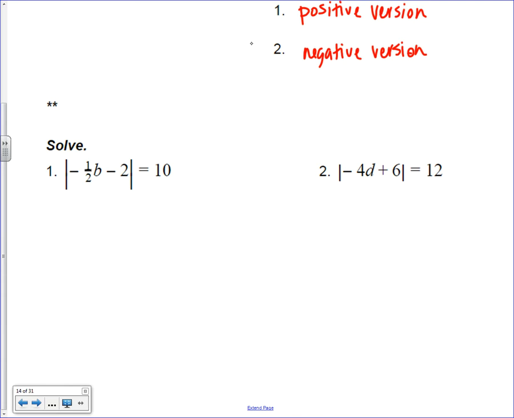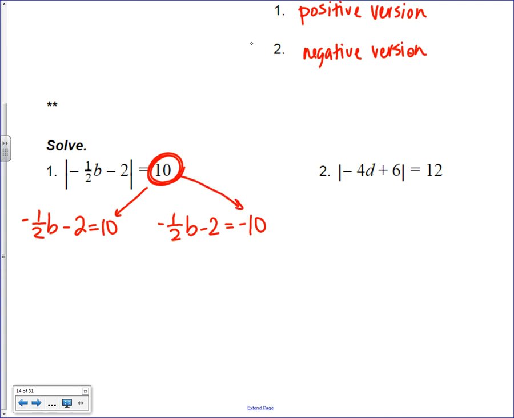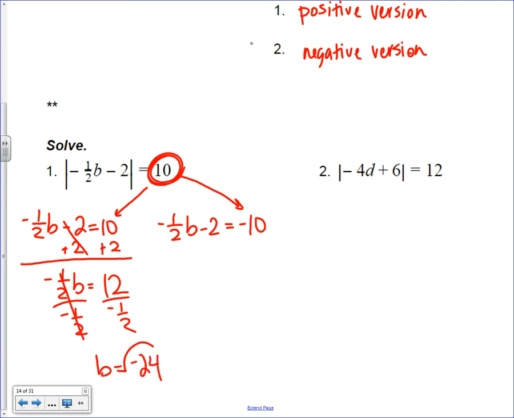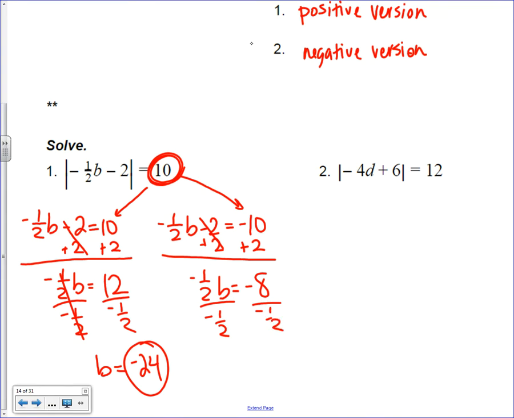So if I set up my positive version, remember I'm looking at the positive version of that number, which looks like that. And then my negative version, I'm going to set up the negative version of that number, which looks like that. Okay, so go ahead and solve. We got to isolate the b. And I'm not going to do much talking through this because this should be pretty fresh in your head on how to solve these things. So there are my two answers.